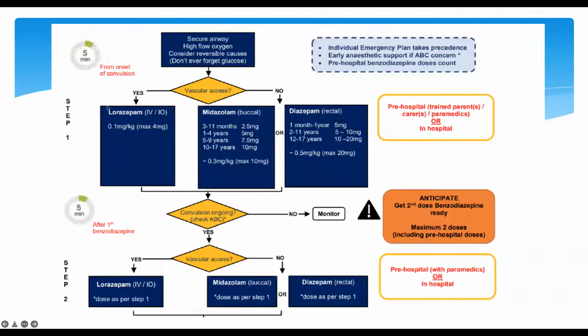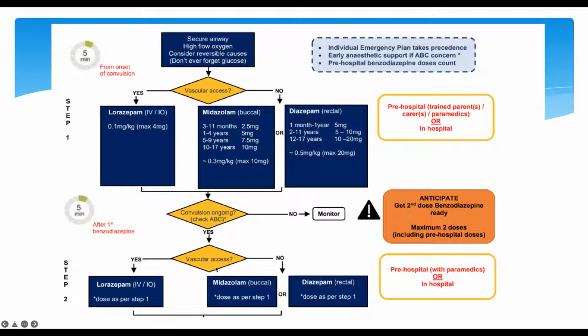Yeah, thank you. So lorazepam, as in the previous guideline, if there is no vascular access, either we could go to buccal midazolam or diazepam. And again, the strengths are mentioned here. If there is no control of seizure in the next 5 minutes and the convulsion is ongoing, check glucose and continue to monitor. A second dose of benzodiazepine should be kept ready.